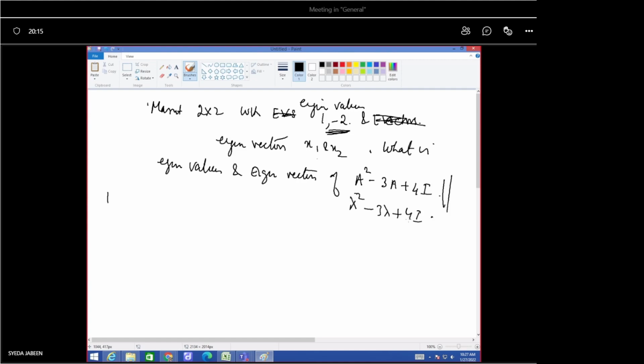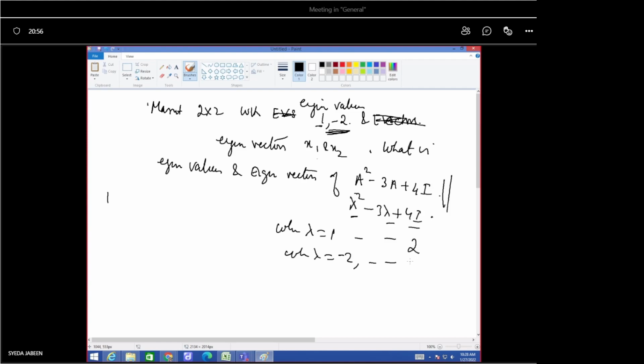Now, this lambda was actually the unknown eigenvalue. But over here you have a known eigenvalue. Just replace this when lambda is equal to 1, then you will get one eigenvalue. When lambda is equal to minus 2, you will get another eigenvalue. So what are the eigenvalues? 2 and 14. Yes, 2 and 14.